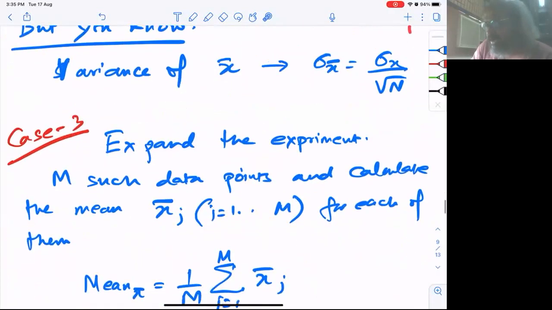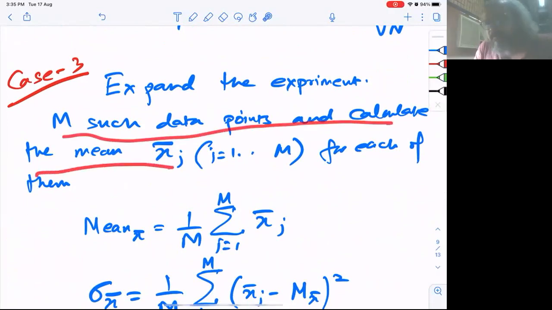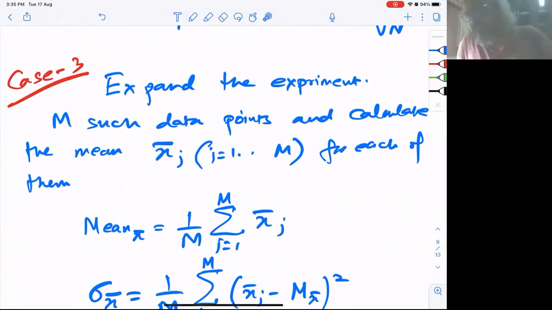So you can now do a third thing. You can actually do a little better. So this is case 3. You expand the experiment further, so now you collect m such data points and calculate the mean for each of them. Please stop me if it's not becoming clear. If you keep this one little example in your head, you will always have clarity. You have calculated n such bins before. Now you have taken m such n bins and you are calculating the means. So you now have m means, and each of these means is calculated from n such data points, and there are m of them.